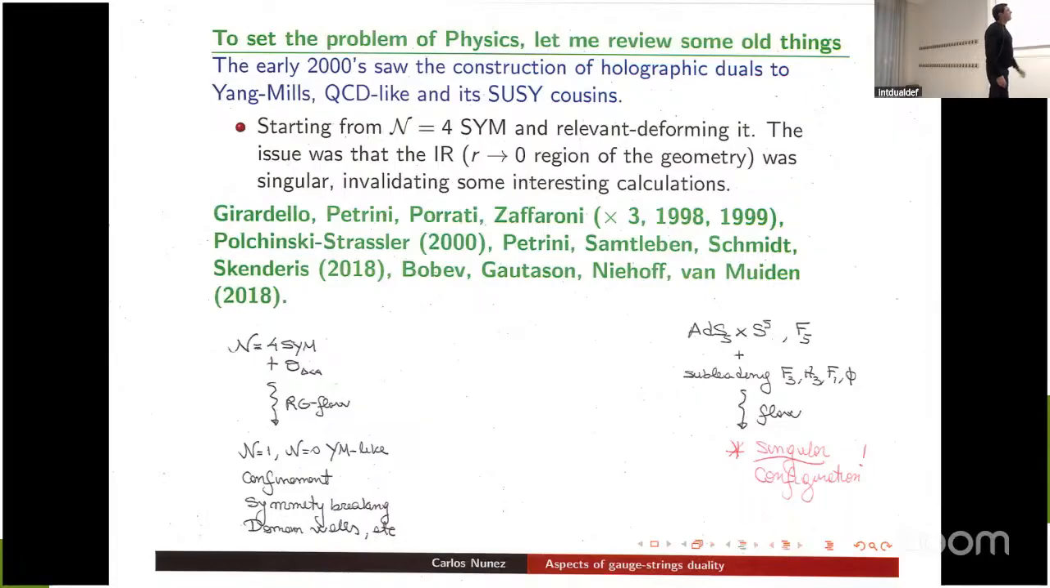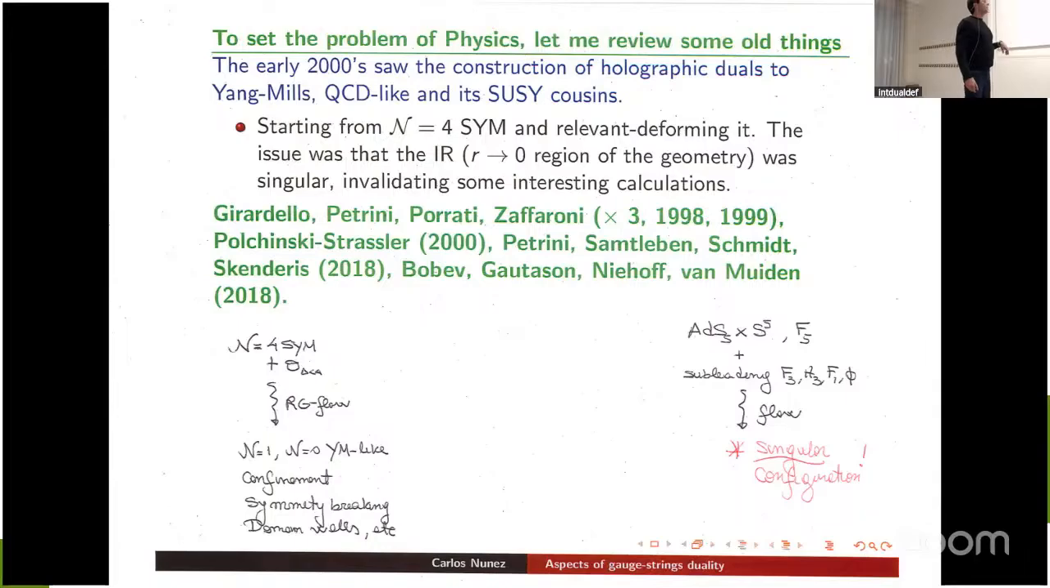The other fields in type IIB. Okay, so the B3, the axion, or the dilaton. This produces a deformation in the metric, produces a flow that you associate with this RG flow. The main problem with this line of research is that this flow characteristically ends in a singular configuration. Okay, ends in a singularity.